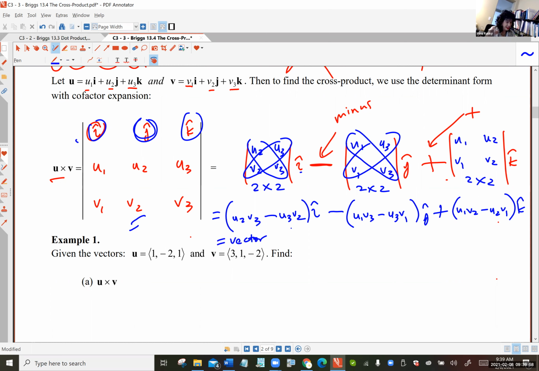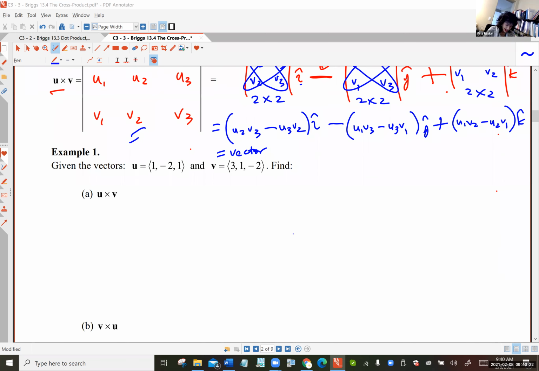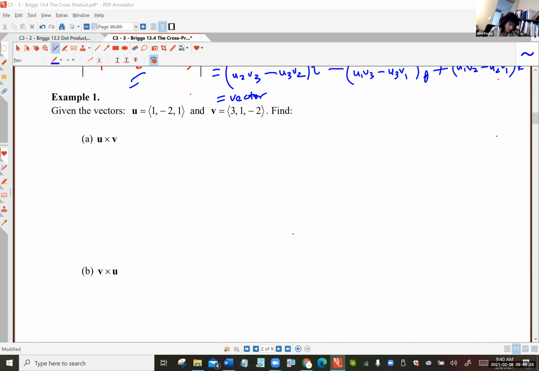So the key point that I need you to get is when you take a cross product of two vectors, you get a vector. And this is completely different from dot product, because if you recall, when you take the dot product of two vectors, what do you get? Do you get a vector or a scalar? Scalar. Big difference. Okay, now let's do some cross product, shall we?